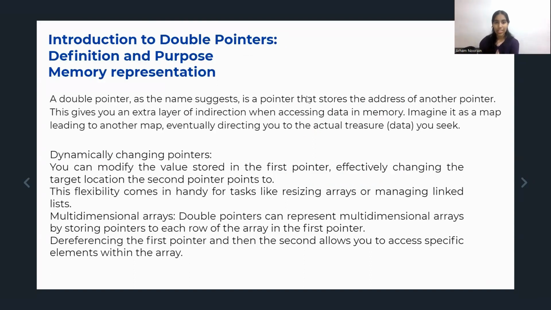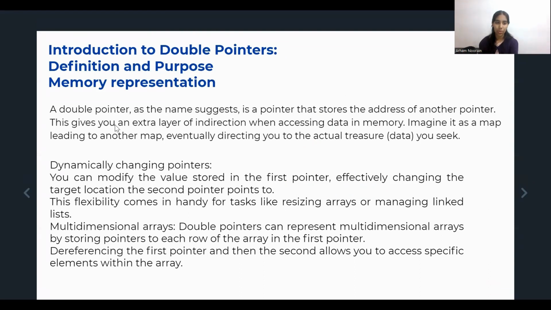Introduction to double pointers. Definition and purpose, memory representation. A double pointer, as the name suggests, is a pointer that stores the address of another pointer. This gives an extra layer of indirection while accessing data in memory. Imagine it as a map leading to another map, eventually directing you to the actual treasure you seek. Dynamically changing pointers: you can modify the value stored in the first pointer, effectively changing the target location in the second pointer too. This flexibility comes in handy for tasks like resizing arrays or managing linked lists.